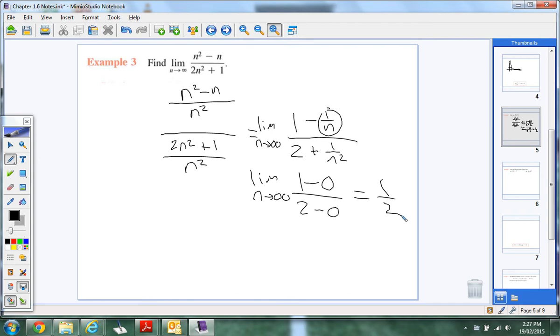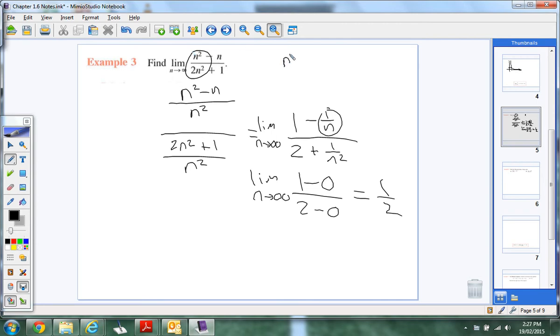What is my highest degree in both of these? 2. What's the coefficient in front of the highest degree here? 1 here, 1 over 2. That's where it comes from. It's that easy to see, instead of doing all that fraction work. My point is, these are my biggest exponents. What's the ratio of their coefficients? 1/2.